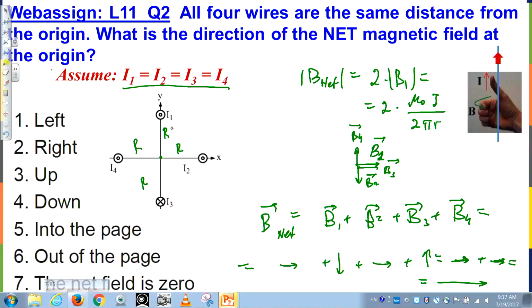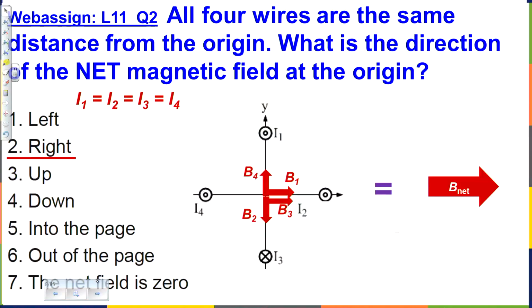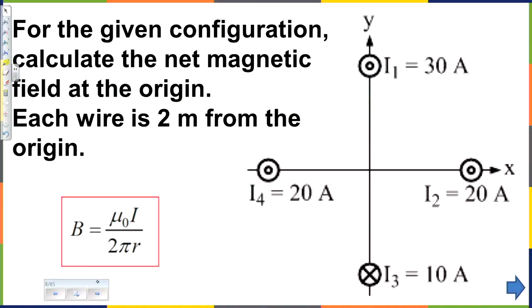So, any questions? This example describes the strategy for any number of currents for any possible situation. So we just need to practice. So that's a picture you actually can read.